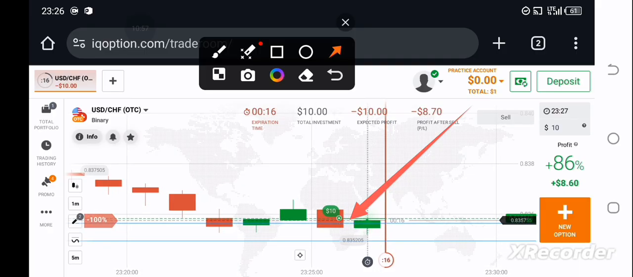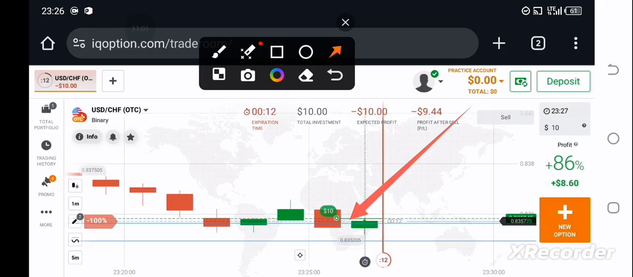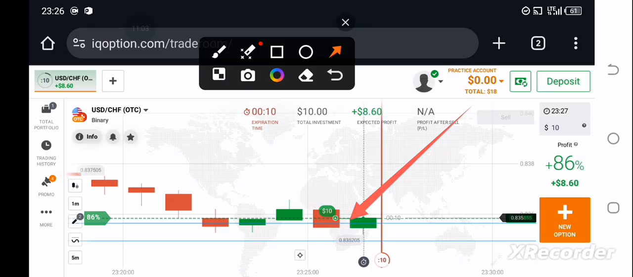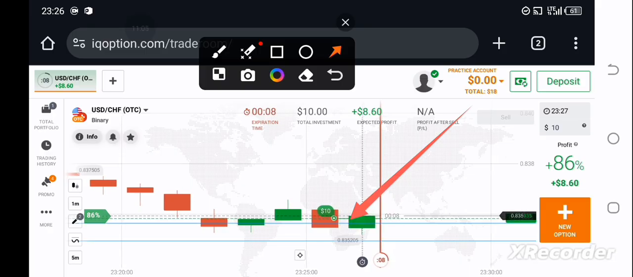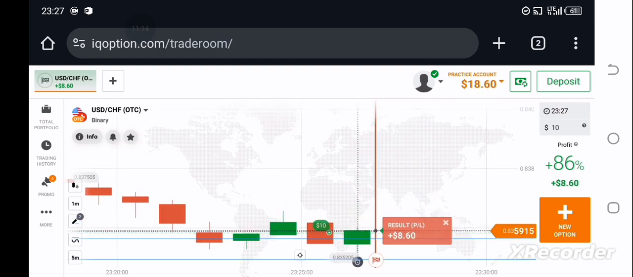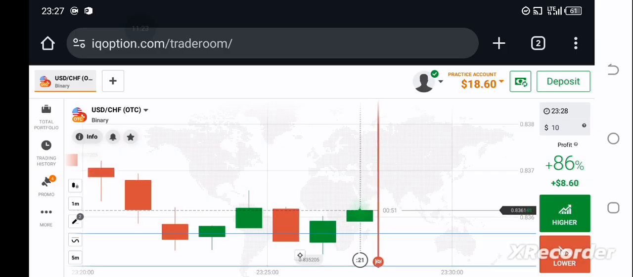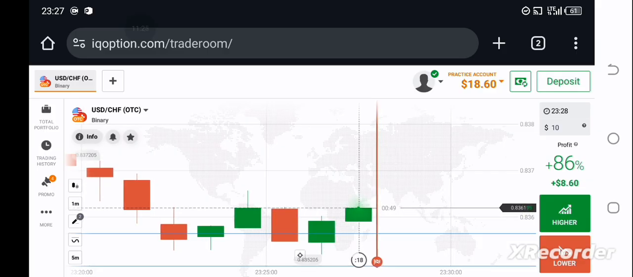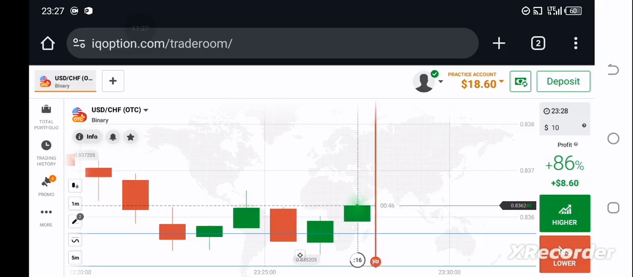So you can see the 1 minute now, we still have 16 seconds, 15. So you can see 3, 2, 1. Now this candle has closed, and you can see it is a winning trade after 1 minute. Now you can open a position for the next 17 seconds.